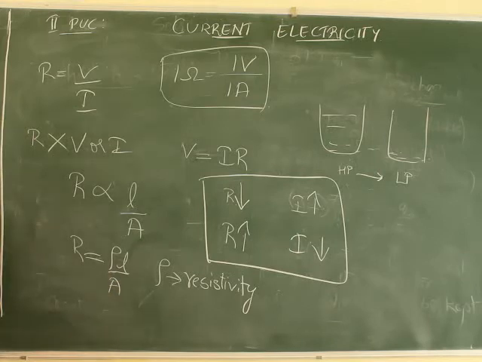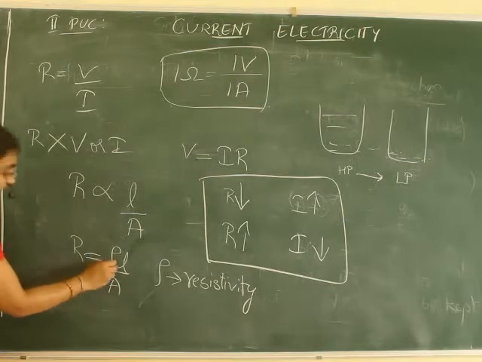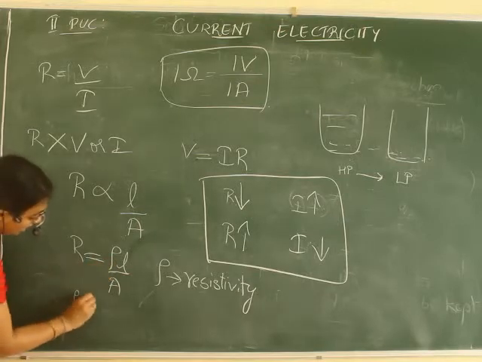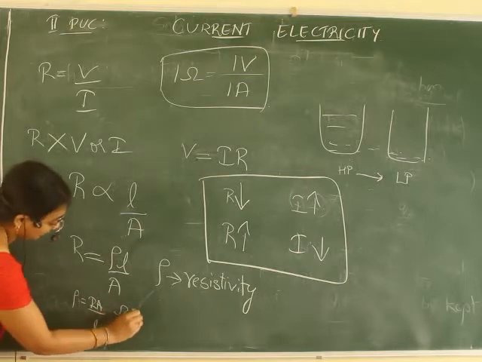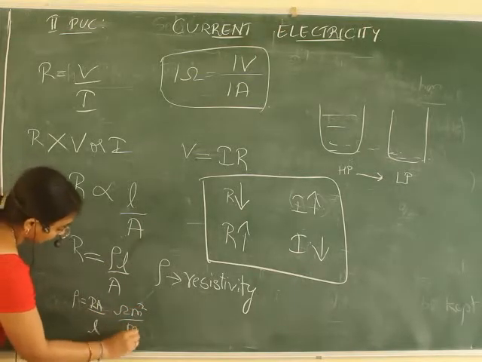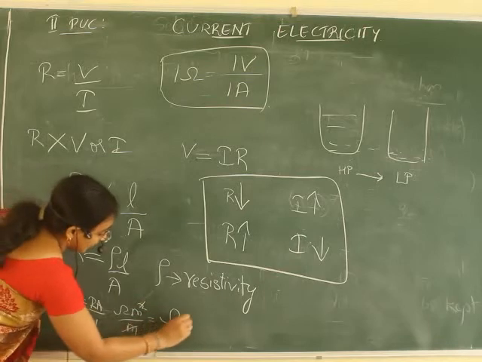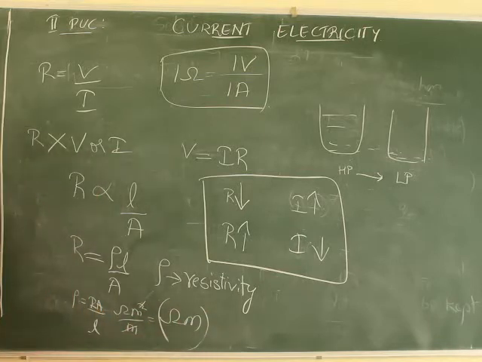What is the unit of resistivity? See here, rho is equal to RA by L. Ohm meter square by meter. Ohm meter is the unit of resistivity.